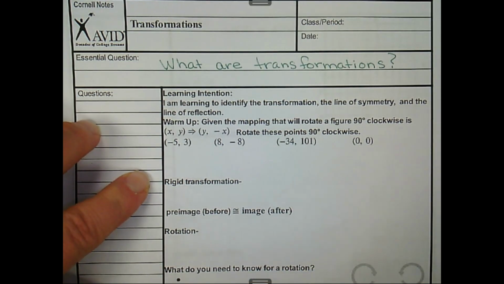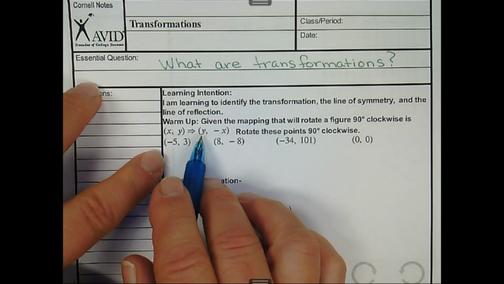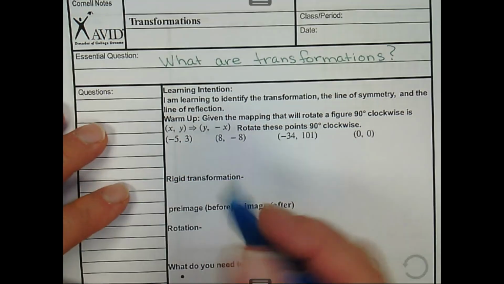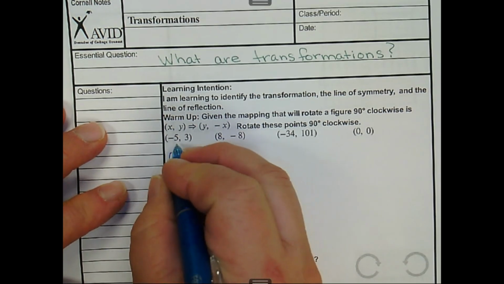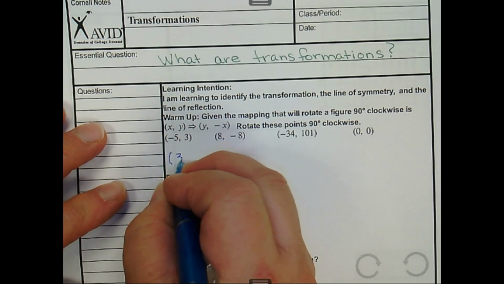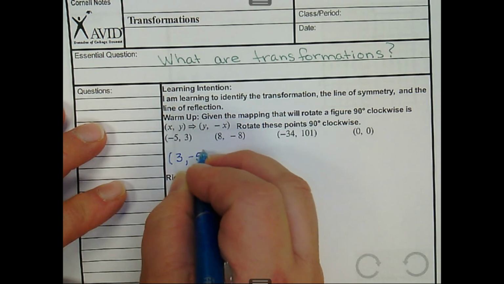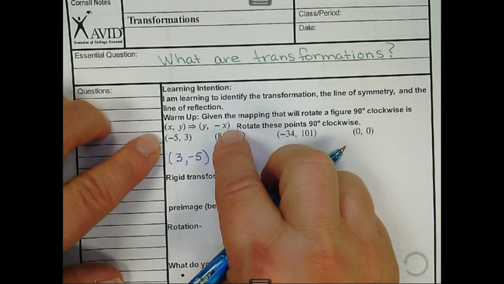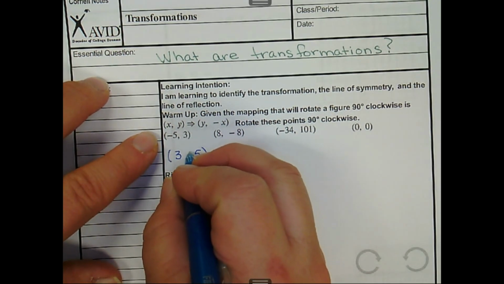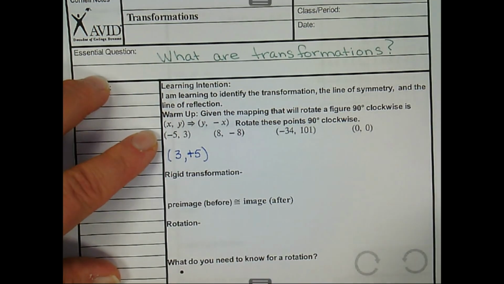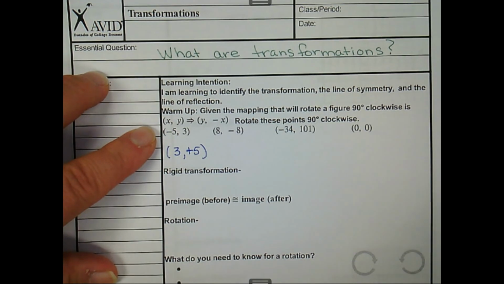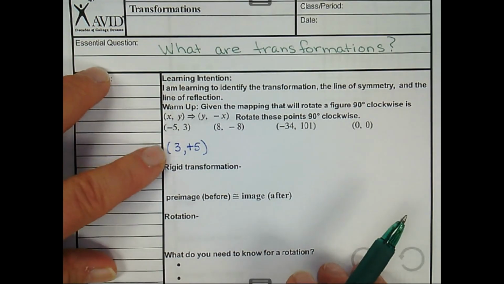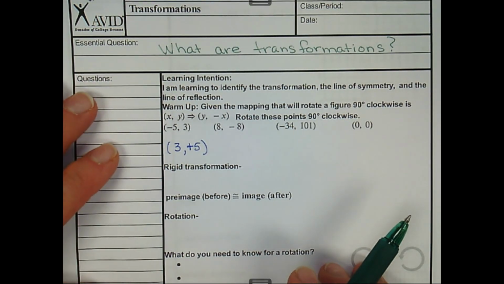So as we're looking at these mappings, first thing I do is to switch my x and y around. So -5, 3 becomes 3, -5. And then I have to change my x value that I started with to the opposite. So instead of -5, it is +5. Okay, if you weren't able to get it, pause the video now and see if you can do it now.